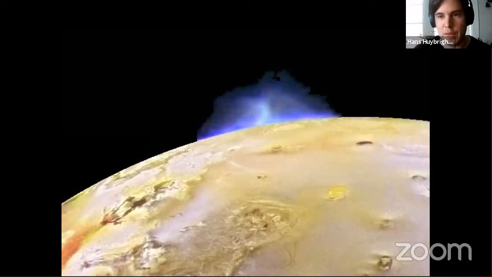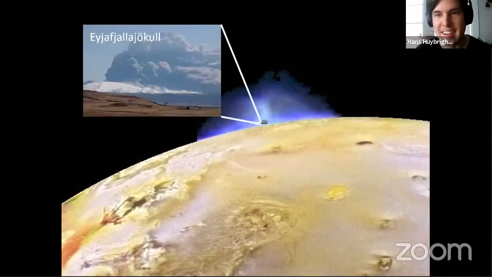To give you a feeling of how that is, I'm going to put an Earth volcano next to it. There it is. You can probably not see it. It's because it's so small. This is the Eyjafjallajökull, a volcano in Iceland. It's very famous because 10 years ago when it erupted, it made so much gas and such a big cloud that the air traffic in Europe and further was stopped for days. So it's quite a volcano, and that is only 10 kilometers high. So that's tiny compared to the Io volcanic plume.